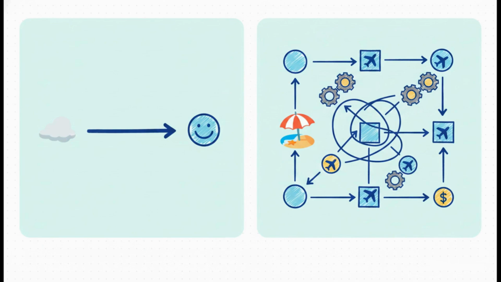But consider this scenario. I want to go to Goa next weekend, and my strict budget is 15,000 rupees. A simple chatbot completely fails here. An agent, however, takes this goal and decomposes it. It uses tools to go out and check live flight prices. It queries hotel APIs to check availability. It calculates the total cost.